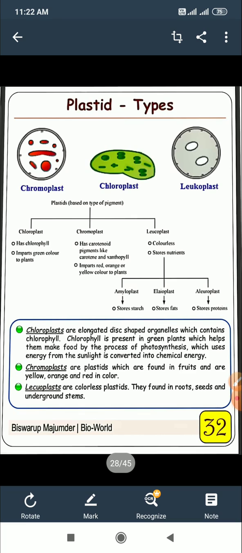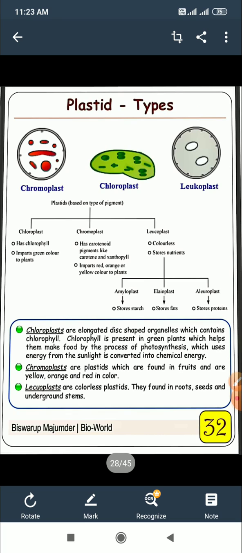Now come to the plastids. Plastids are of various types. The colored plastids are known as chloroplast and chromoplast, and the colorless are leucoplast. So the chloroplasts are the disc-shaped organelle that contains the chlorophyll. As you know, the green plants contain chlorophyll to make their food by the process of photosynthesis.